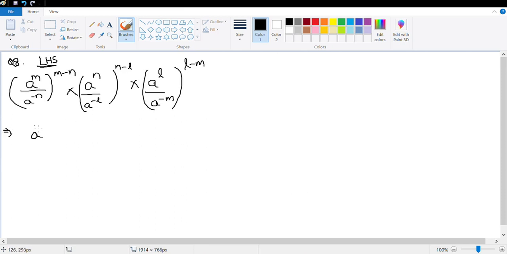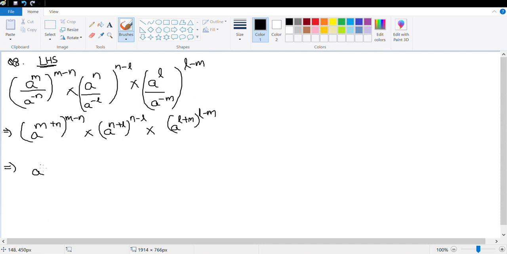So this becomes a to the power m minus of negative n, which is plus n, and this is to the power m minus n. Similarly, this becomes n plus l to the power n minus l. And this becomes a to the power l plus m to the power l minus m. Now this looks like a to the power m to the power n, which is m into n.